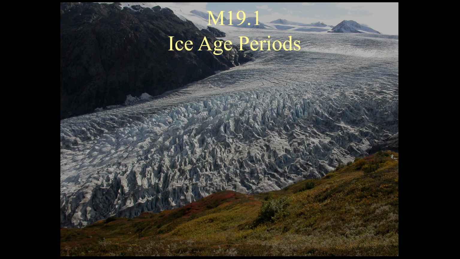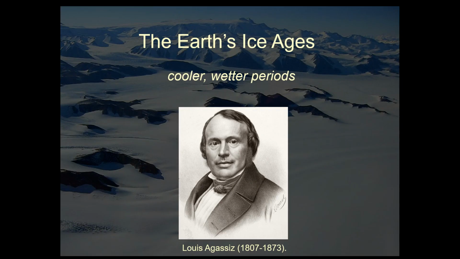In this first video for Module 19, we consider Ice Age periods in the Earth's history. So what's the first thing that comes to mind when you think of an Ice Age? You probably think of a colder period in the Earth's climate history, but you might be surprised to know that Ice Age periods were also wetter periods of time with a lot more precipitation, principally snow falling.